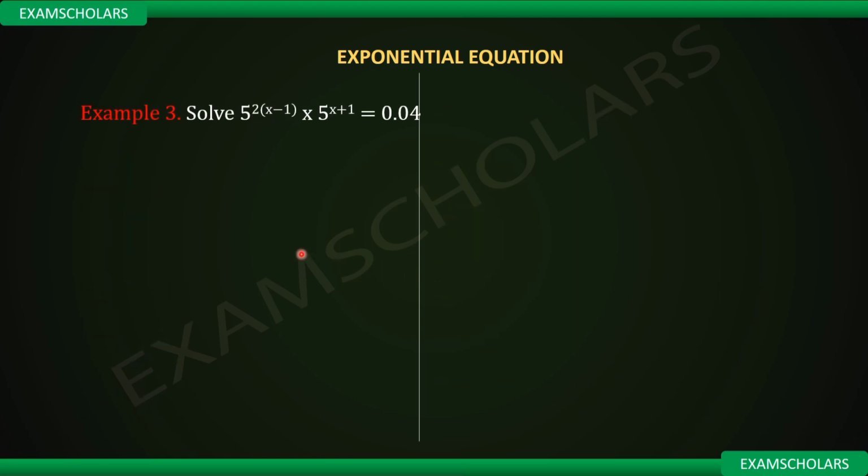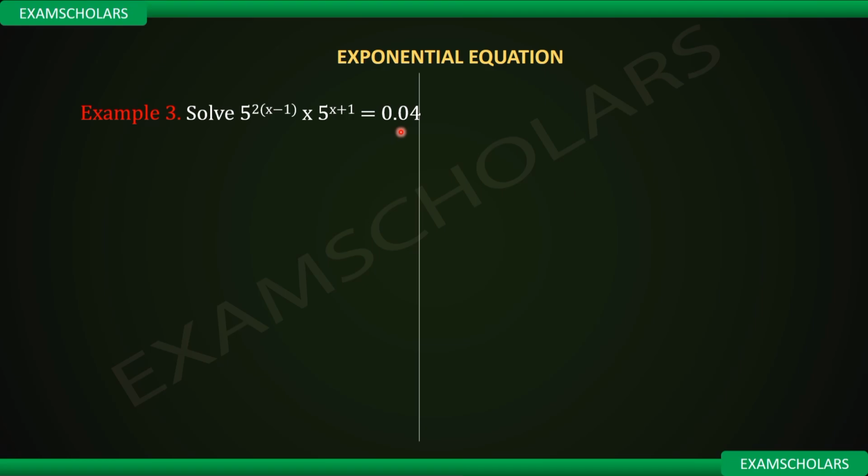Now let's solve this question. 5 raised to power 2 open bracket x minus 1 close bracket multiplied by 5 raised to power x plus 1 is equals to 0.04. It is not hard. We can solve it very fast. Very simple. Applying what you have known before or what you have learned in the previous video.